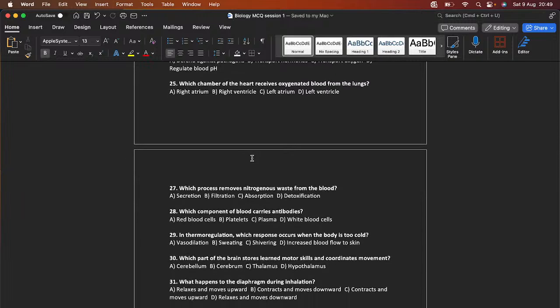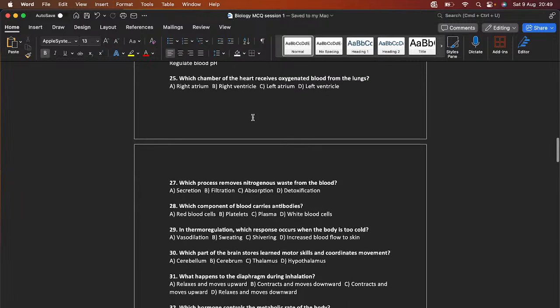Which chamber of the heart receives oxygenated blood from the lungs? Is it the right atrium, right ventricle, left atrium, or left ventricle? So now we are talking about oxygenated blood from the lungs. So we are talking about the left side of the heart. So it's either left atrium or the left ventricle. So the lungs are directly connected to the left atrium. So that's the first chamber that will receive blood anyway, right? So from the lungs to the atrium, we have the pulmonary veins. So that's one thing for you guys to remember.